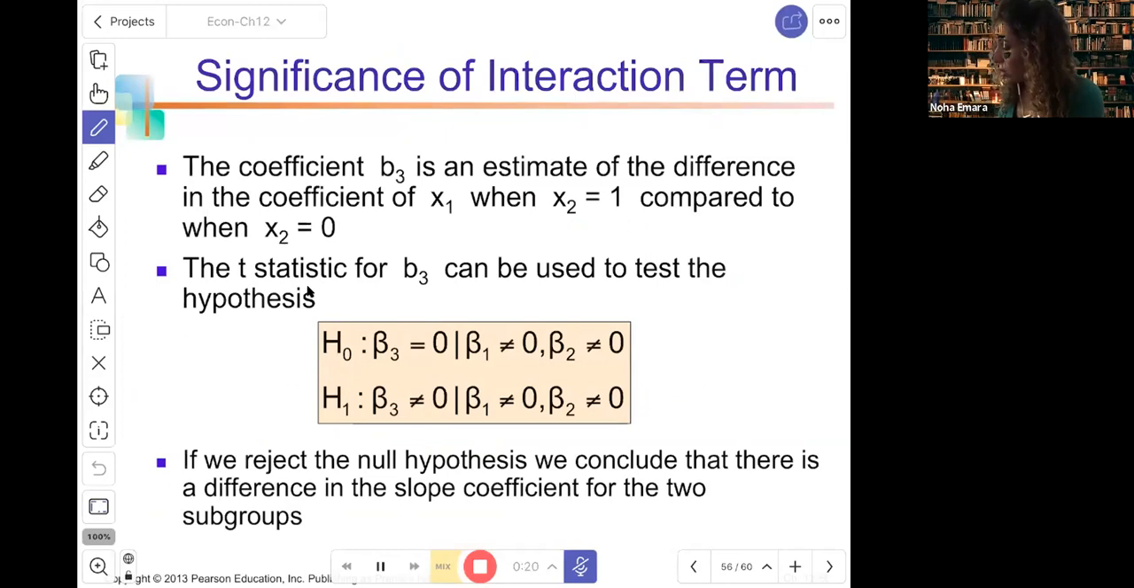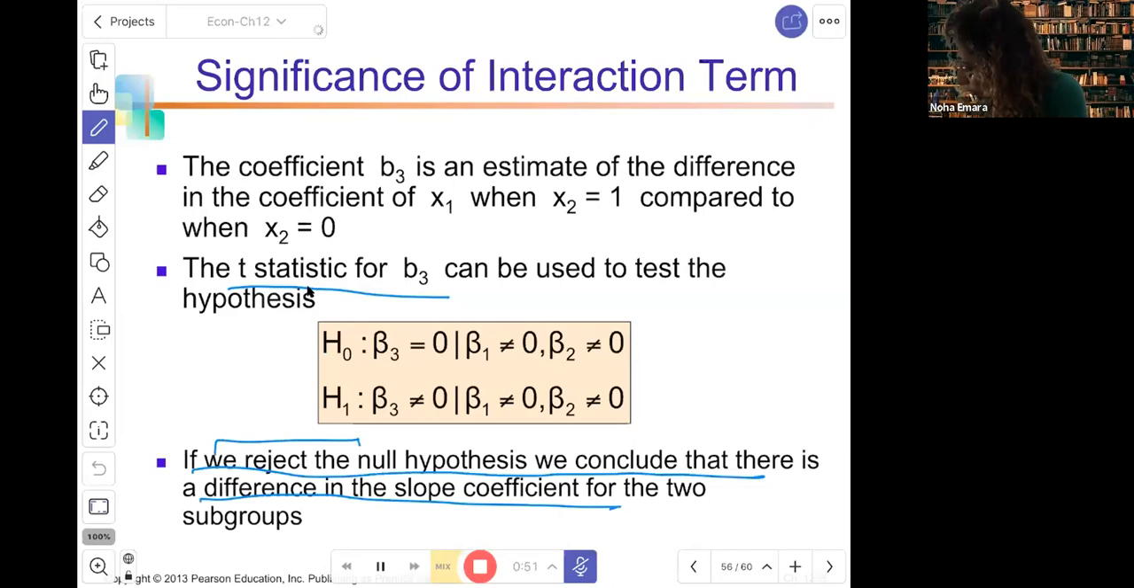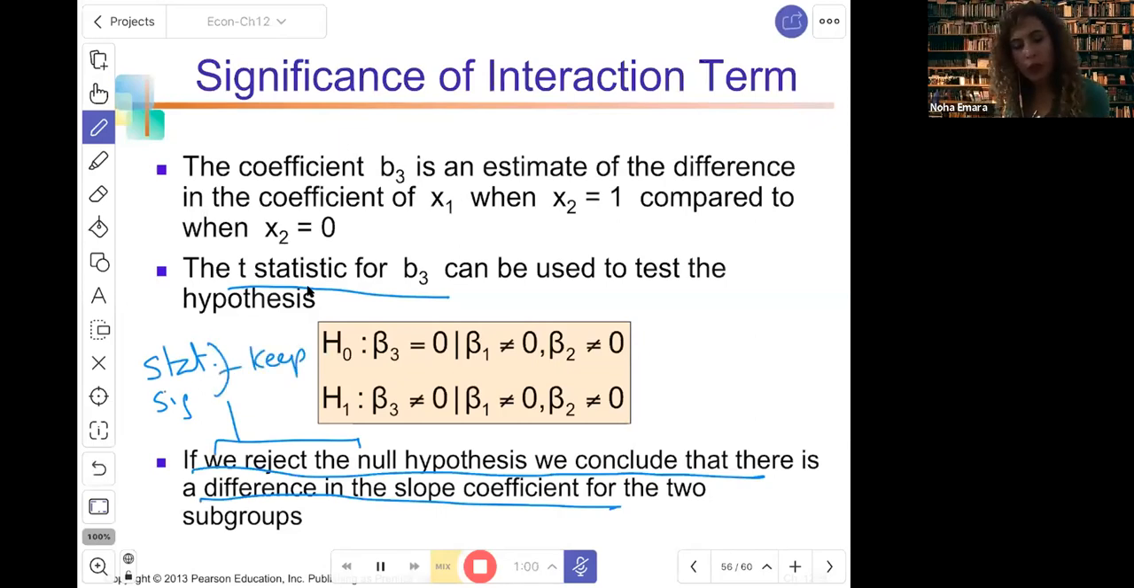So you check the t-statistic of the coefficient attached to the interaction term. In this case, we have beta 3, okay? If I reject the null hypothesis that it is equal to zero, then there is a difference in the slope coefficient for the two subgroups. Or you can say that there is a statistically significant difference between having the interaction and not having it. So that means I actually need it in the model because it's statistically significant. If you reject, then it's statistically significant, which means keep it. So you have to keep it in the model. It's needed.